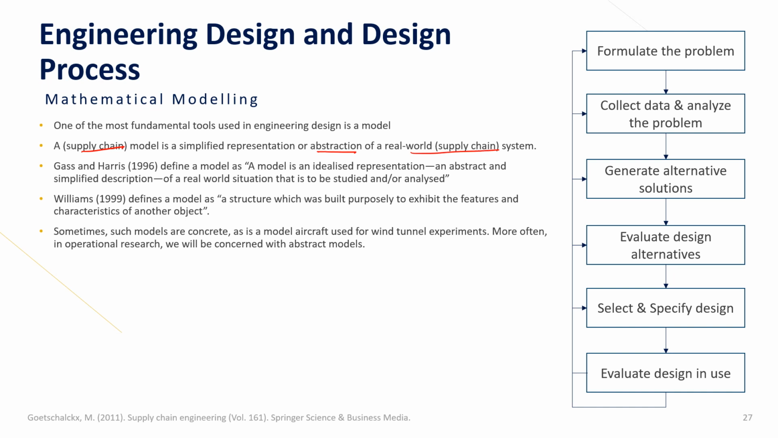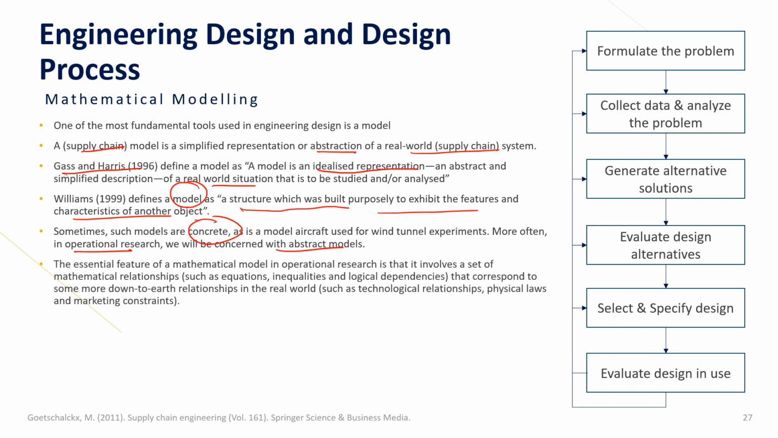As a previous researcher mentions, models are normally an idealized representation, so they would not be able to represent in very much detail the application in real world situations. Models can also be defined as a structure purposely built to exhibit features and characteristics of an object. For example, if you want to analyze supply chains, you will need to specifically build models that represent those supply chains. Models can be concrete or intangible. In the operations research field, they are normally called abstract models.